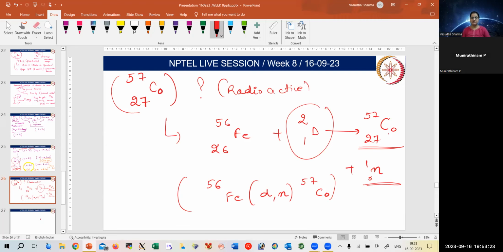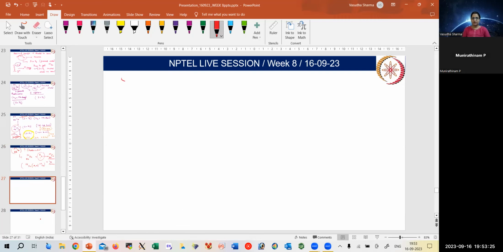So the net reaction: from 56 iron, when we use 2 deuterium, the isotope of hydrogen, where hydrogen is 1H, deuterium is 2D, and tritium is 3D, meaning the mass number is higher, it converts to 57 cobalt 27 plus a neutron. If you count, 56 plus 2 is 58, 57 plus 1 is 58, 26 plus 1 is 27, and 27 plus 0 is 27.